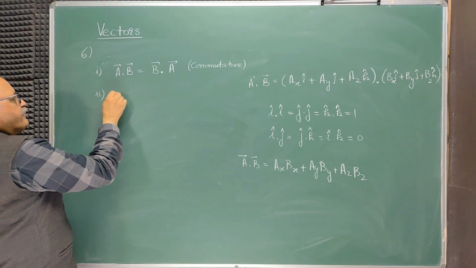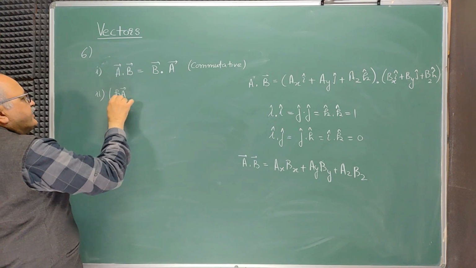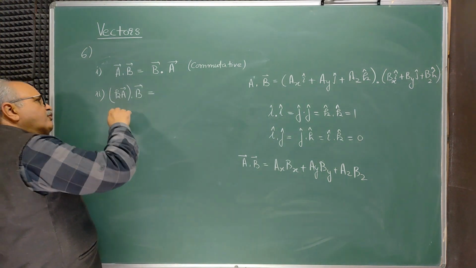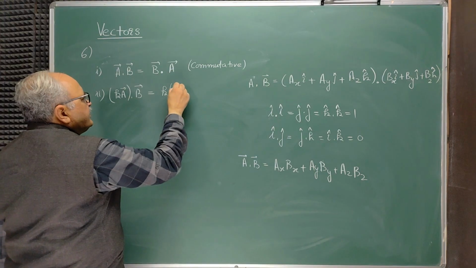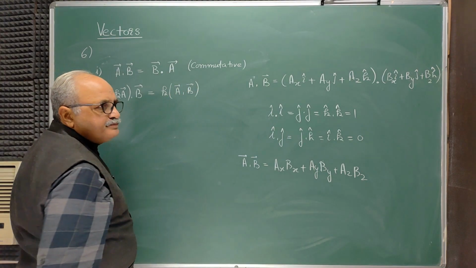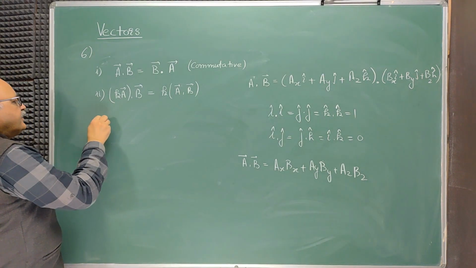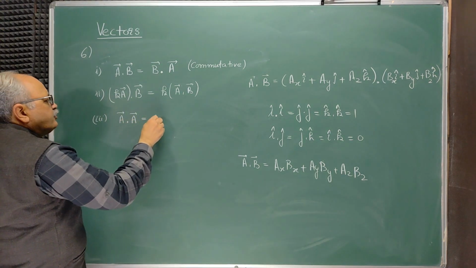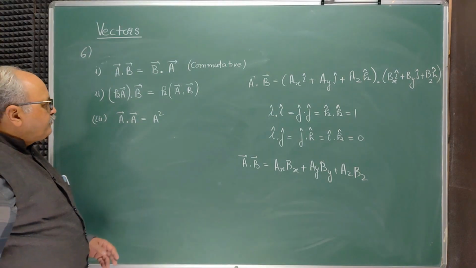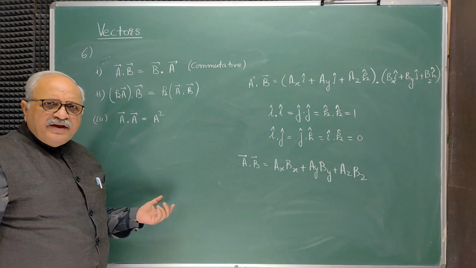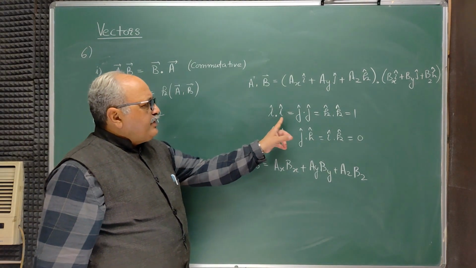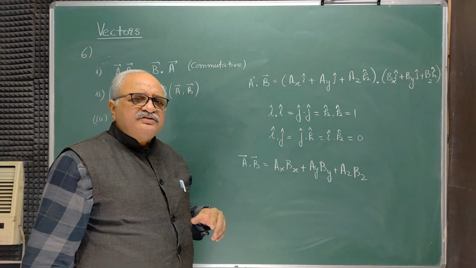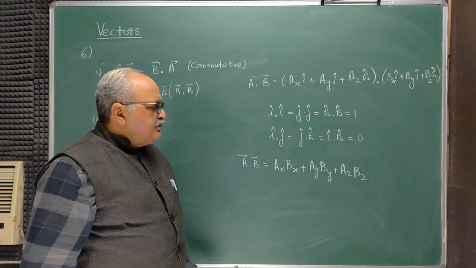The second important property: if I have k multiplied with a, and it is taken as a product with vector b, this is equivalent to saying that it is k times a vector dot b vector. Similarly, if you have a vector dotted with a vector, this is going to be the square of the magnitude of the vector a. So these are some of the important properties which you can keep in mind while solving the problems. But this is very important: i dot i, j dot j, k dot k, that is always equal to 1. But dissimilar unit vectors, whenever taken as a dot product, always give you 0.